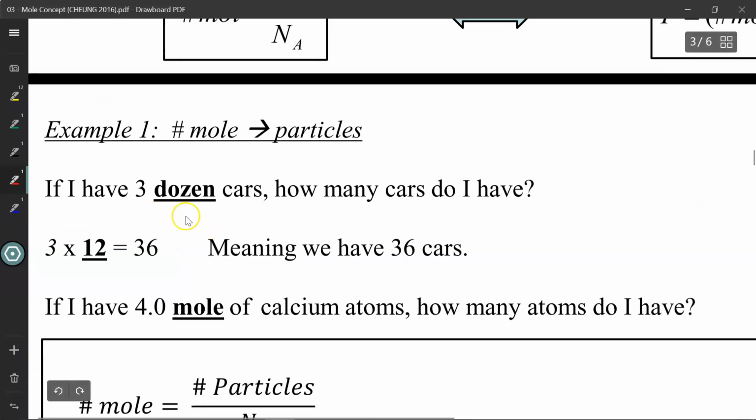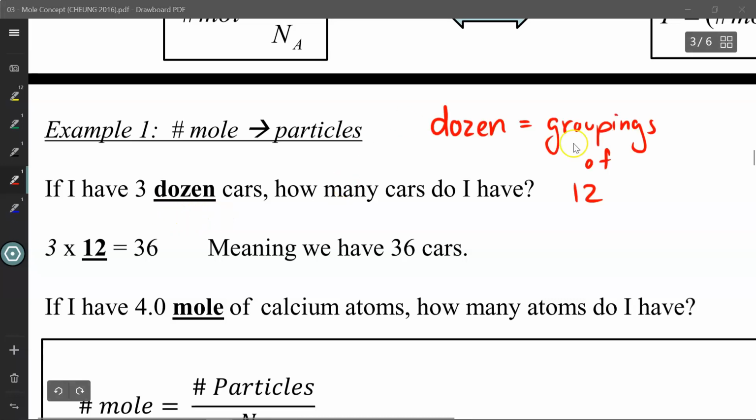Now, it is important that we understand the word dozen does not mean 12. It is a grouping of 12. The reason why I say this is because if I say 3 dozen, does that mean 12? Is 7 dozen 12? 12 dozen 12? 9 dozen is 12? No. Dozen means groupings of 12. So if I say 3 dozen, I have 3 groupings of 12. 8 dozen? Well, 8 groupings of 12.